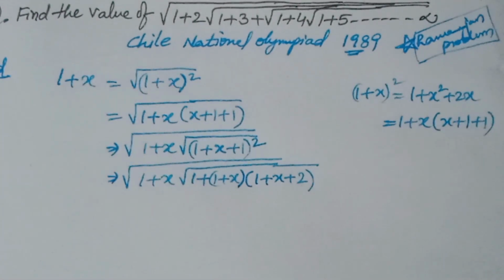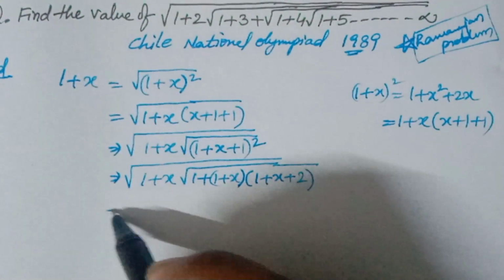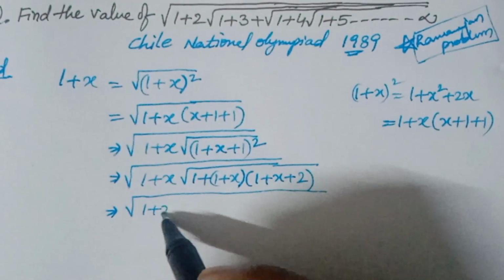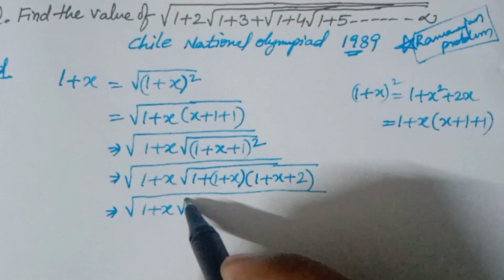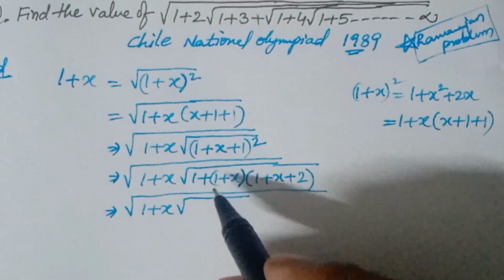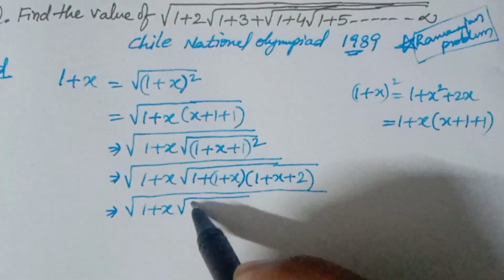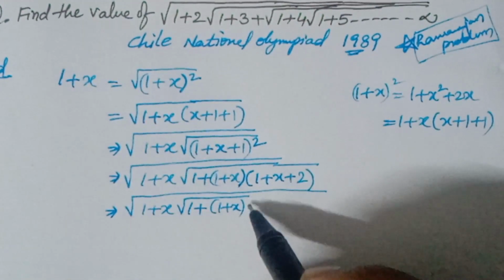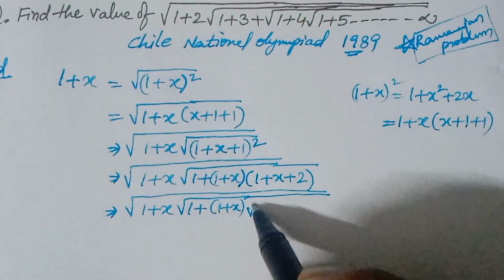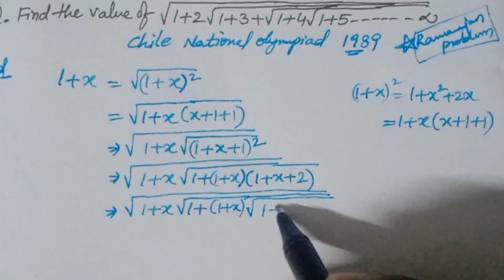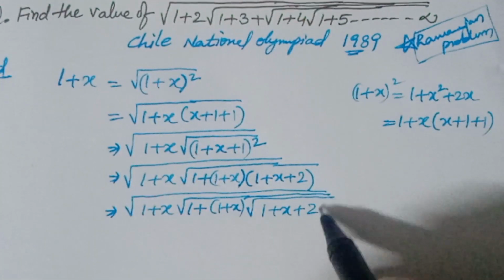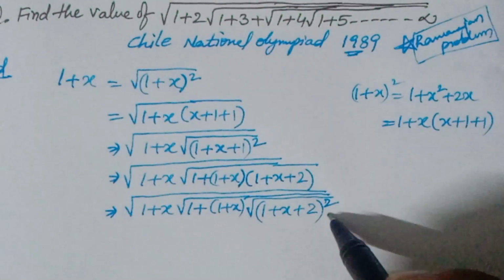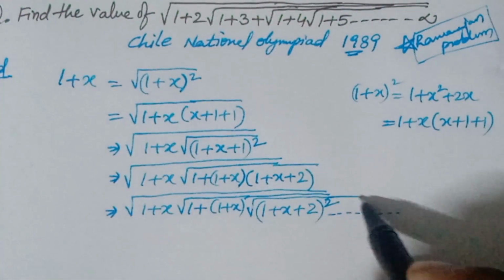Again you can write the square root for this: square root of 1 plus x, square root of 1 plus (1 plus x), square root of (1 plus x plus 2) whole square. Like this you can write so on.